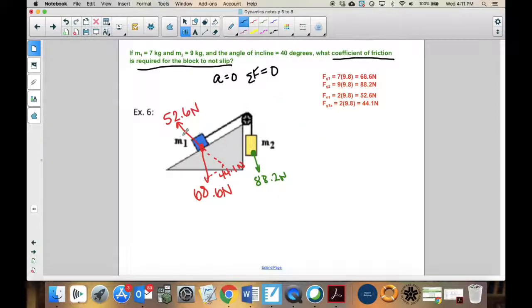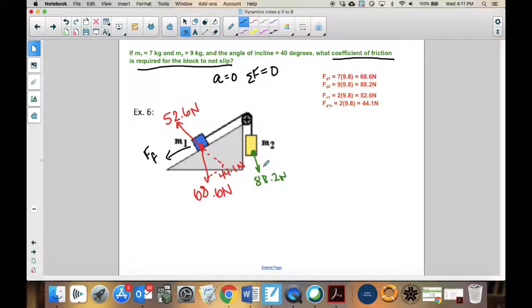Well, let's go back to our free body diagram. As it is now, it is getting pulled, and that is because the mass 2 is larger and it has more force, so it's getting pulled upward. If it is getting pulled upward, then the force of friction must be acting down and to the left on the ramp. So we need to find out how much friction is needed to counteract the force going on over here.